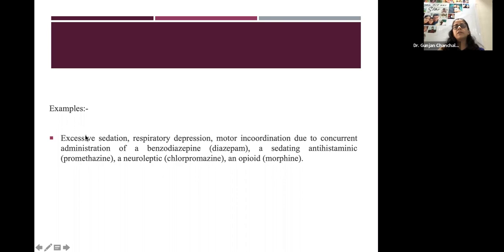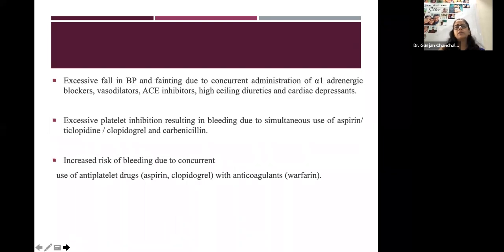So for example, when we give benzodiazepines and an opioid together, like when we use sedation in the ICU, we usually use midazolam and fentanyl together. When we administer them together, they will increase the effect of sedation. They will cause more respiratory depression. So they are enhancing the effect of each other by acting at the same site.